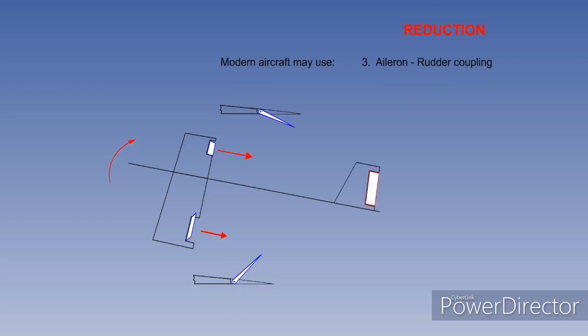The third method of adverse aileron yaw reduction we will look at is aileron rudder coupling. Aileron rudder coupling is usually used on large modern aircraft. There is an interconnection between the ailerons and the rudder, such that when a roll input is made, the rudder is automatically deflected to cancel the adverse aileron yawing moment. Note, the difference in drag from the ailerons still exists.